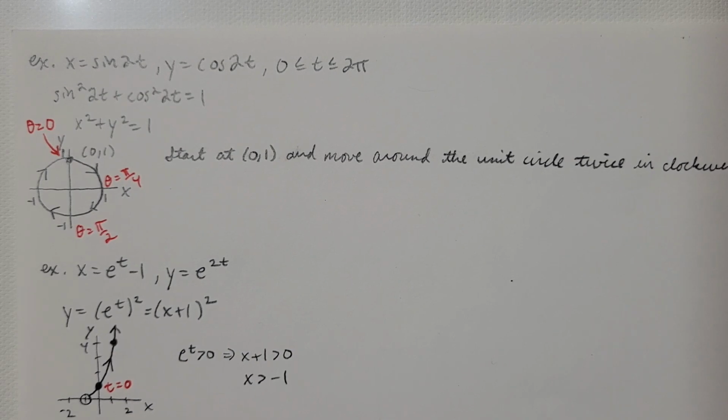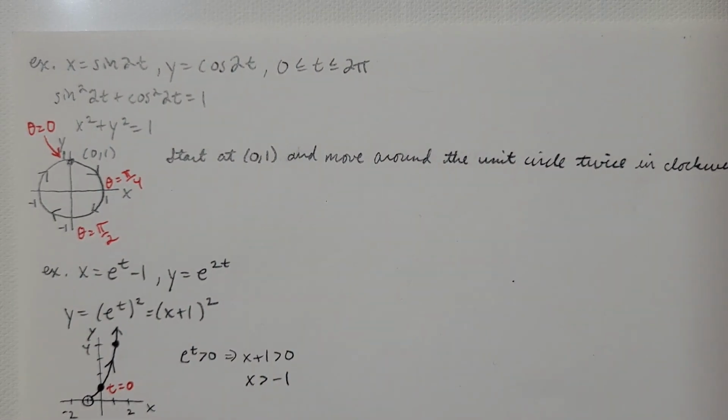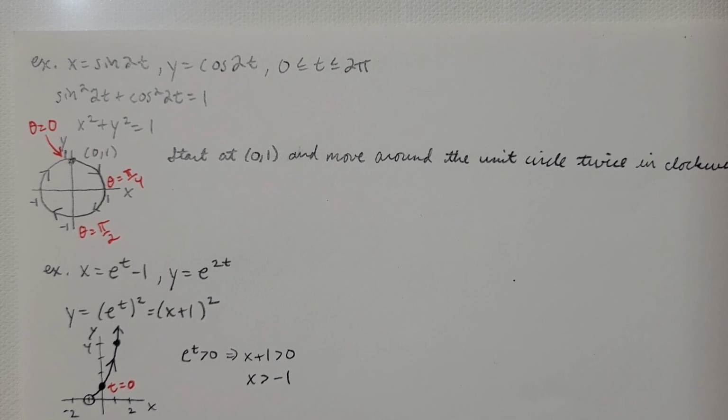All right, we'll get back to section 10.1 here, and we're talking about parametric equations. Let's try another example. So we got x equals sine 2t, y equals cosine 2t, and suppose that t is ranging from 0 to 2 pi.